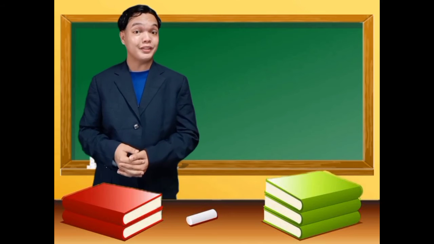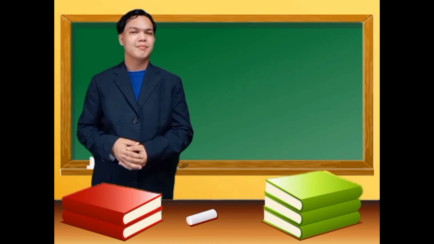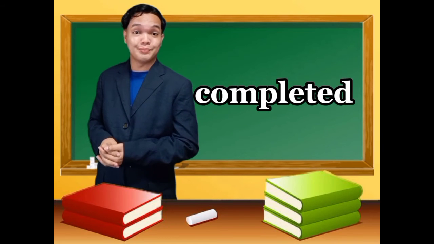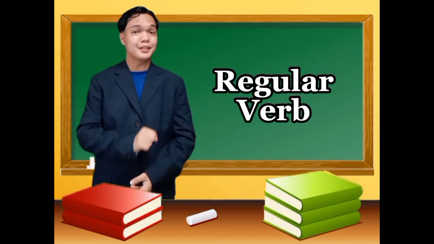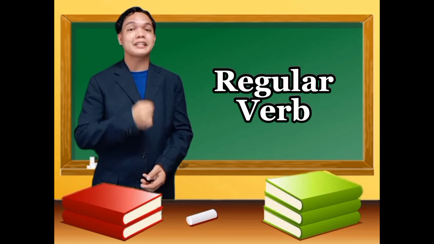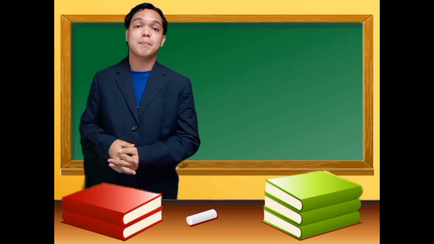Now let's check your activity in the first sentence. What is the verb used? Very good. Completed. What kind of verb is this called? Regular verb. Why? Because, yes, it is a verb that ends in ed or d to indicate an action in the past.